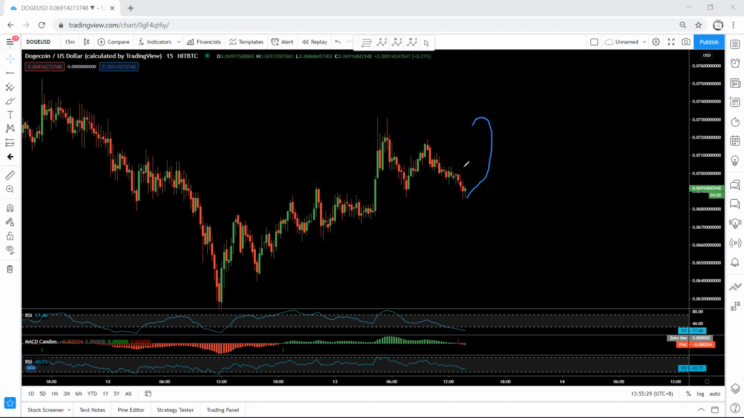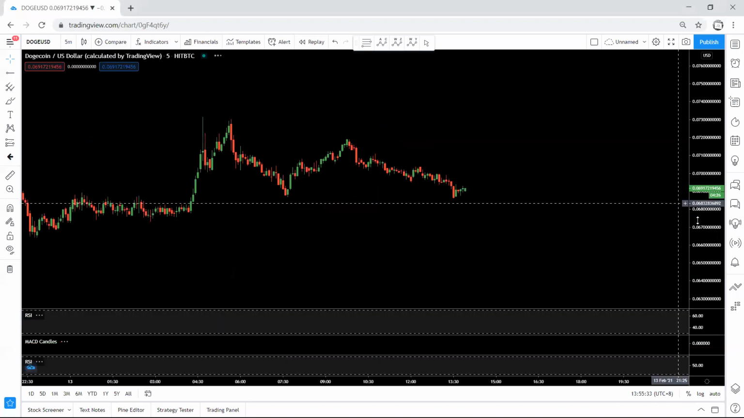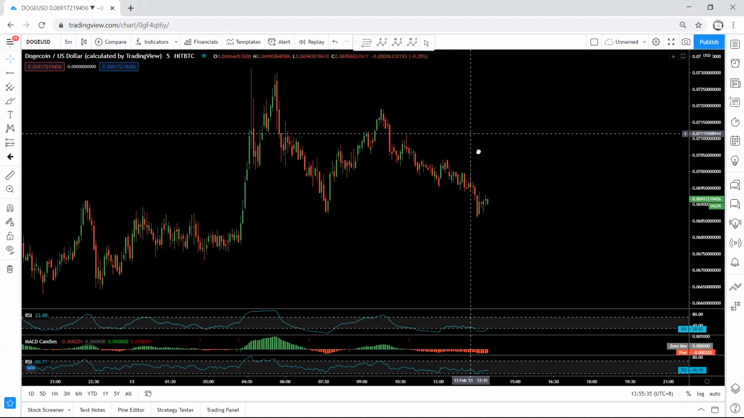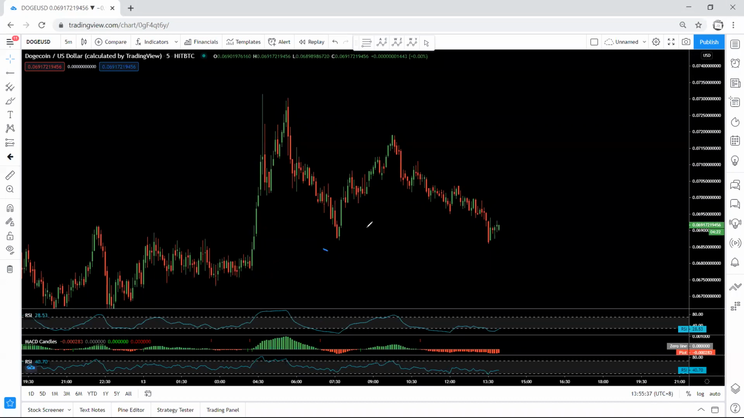Can we get a trade setup within this? Maybe we can try based on 5 minutes. Maybe you get this one.